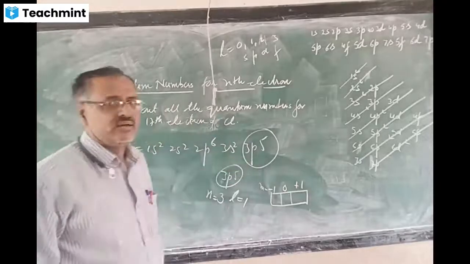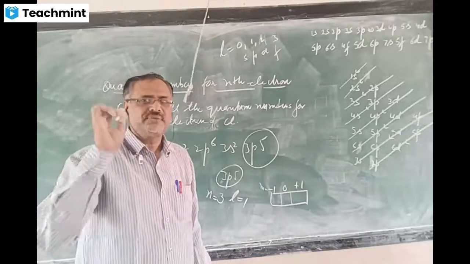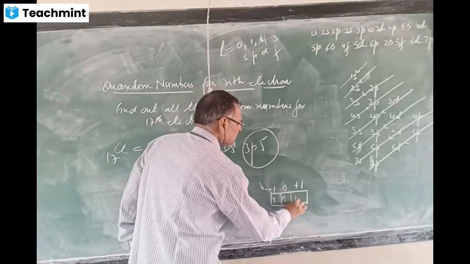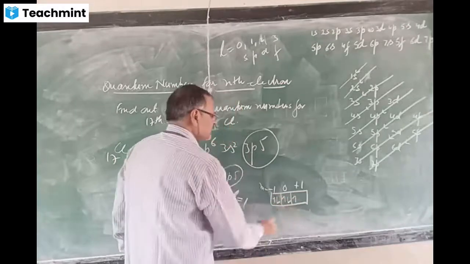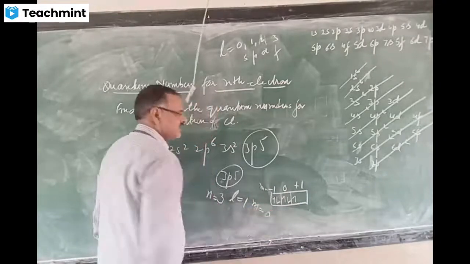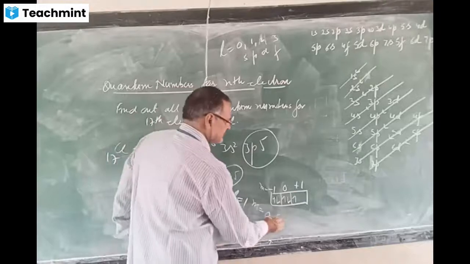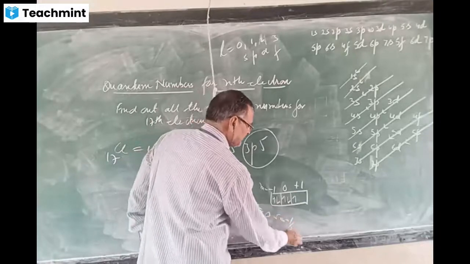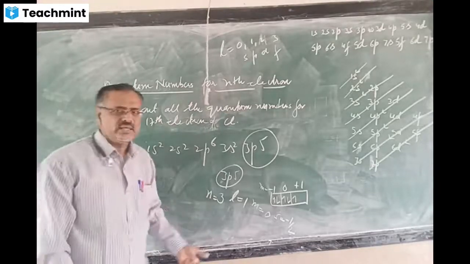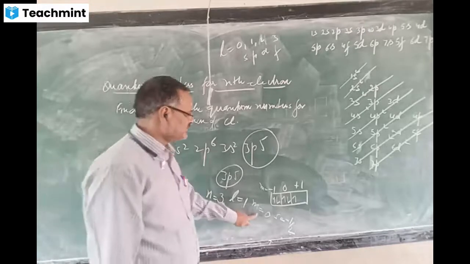Now fill up all the 5 electrons and just see in which orbital the fifth electron is going. So 1, 2, 3, 4, 5. So the fifth electron is going in m is equal to 0. And this electron is downwards, so s is equal to minus half. So for the 17th electron of chlorine, the quantum numbers will be n is equal to 3, l is equal to 1, m is equal to 0.